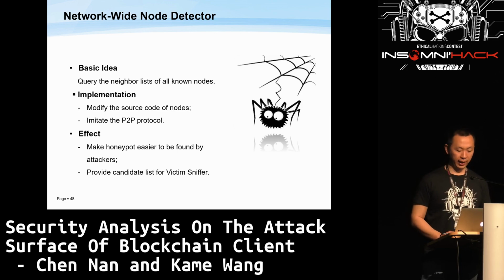First of all, let's have a look at how to implement a node detector. The basic idea is to query all the already known nodes about their neighbor node list. This can be implemented by modifying the source code of nodes or imitating the P2P protocol by ourselves. The effect of this component is that, on one hand, it can make our honeypot easier to be found by attackers if they are deployed on the same network device. On the other hand, it can provide a candidate list for the victim sniffer to find vulnerable nodes.